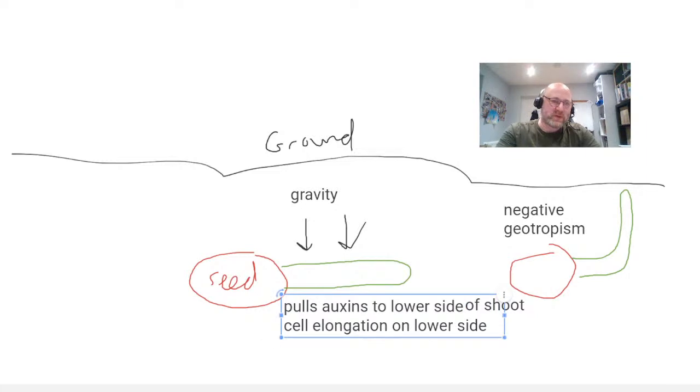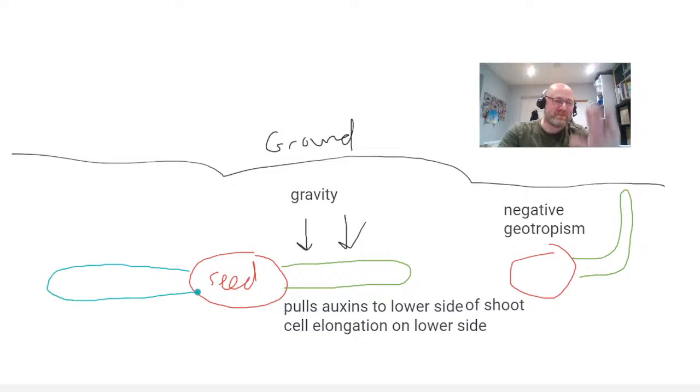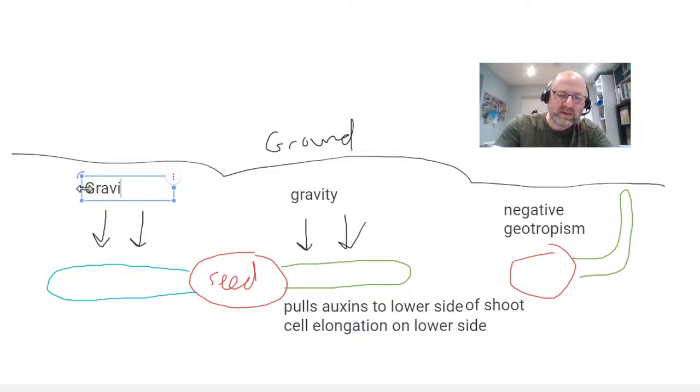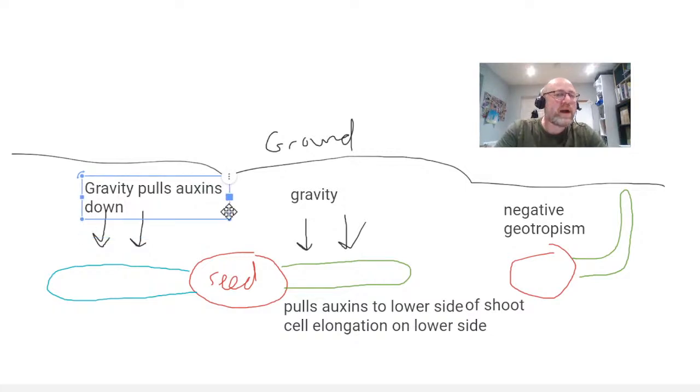Now we get a big difference with the root. Let's zing over to the root now. My root is going to be blue for some stupid reason, because I haven't got brown on here, or a root color. So then we're going to get a complete difference now. It's still geotropism. Gravity pulls auxins down, exactly the same, but we have a different effect.